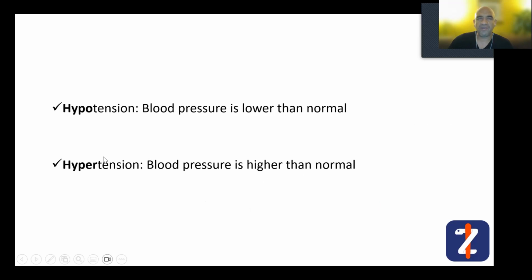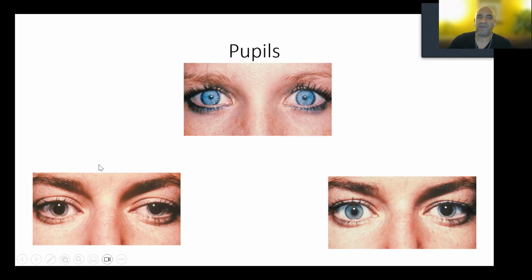All right, next is going to be terminology. The terminology is either hypo or hyper. Hypotension is when the blood pressure goes down. Hypertension is when the pressure goes up higher than normal. All right, play around with the words, the prefixes. They give you a lot of good information.